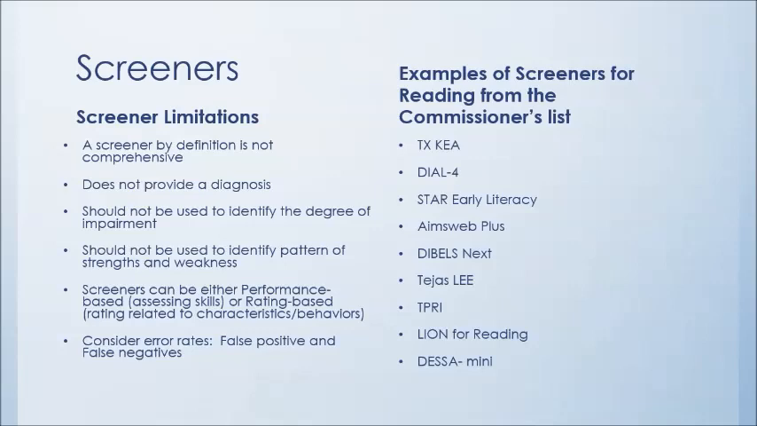Screeners can be either performance-based, which means assessing a skill, or rating-based, which means an individual rates if a child is displaying that behavior. Another item to consider are the error rates of a screener, which is your false positives or false negatives. As we well know, screeners use cutoff points derived by the tool publishers, which are used to group students in categories as at risk or not at risk for dyslexia.